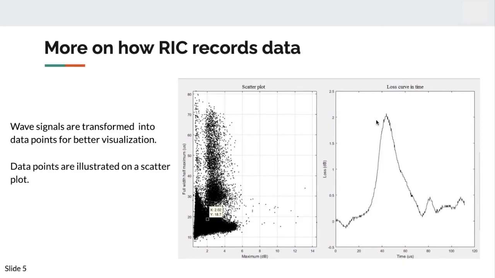Now, of course, there's a lot of cells that pass through that RIC chip at a moment. So we first plot this into a scatter plot, and each data point will have its associated curve that has been detected.